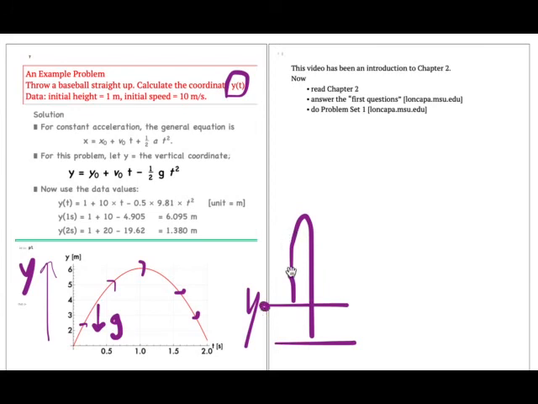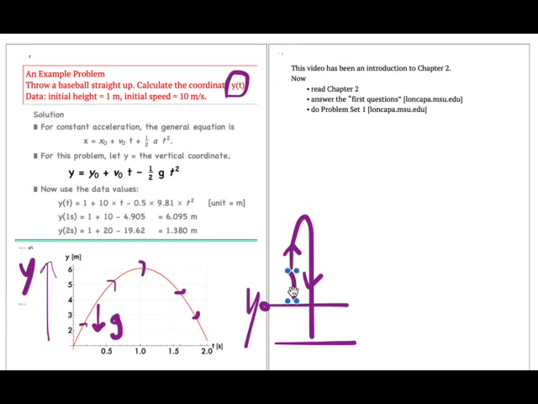At this point, the ball is accelerating downward. It's moving upward, but it's accelerating downward. At this point, the ball is accelerating downward. It's moving downward. It's always accelerating downward. When it's moving up, it's accelerating downward.